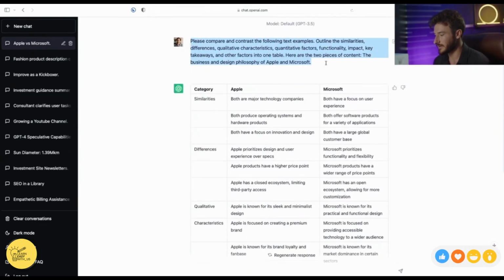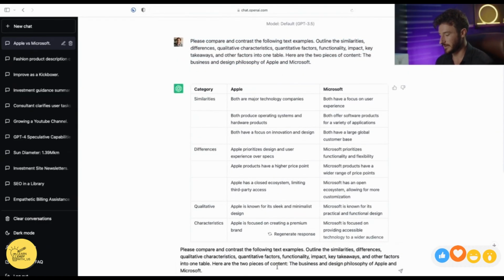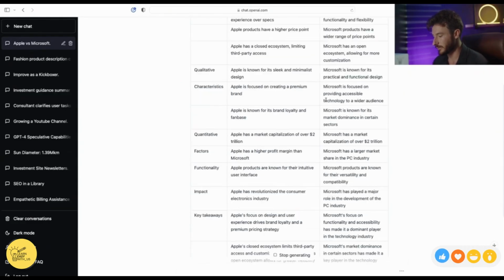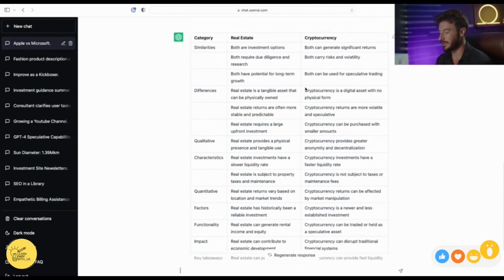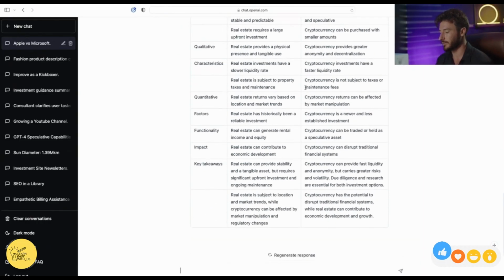Let's now do our second option or our second example. So we want to learn more about the similarities and differences of investing in real estate versus cryptocurrency. Perfect. So we have our key differences and similarities outlined in this table format. So if you, for example, were wanting to invest money and you couldn't decide between real estate or crypto, asking ChatGPT to outline a table like this can really help you to make more informed decisions in your daily life.